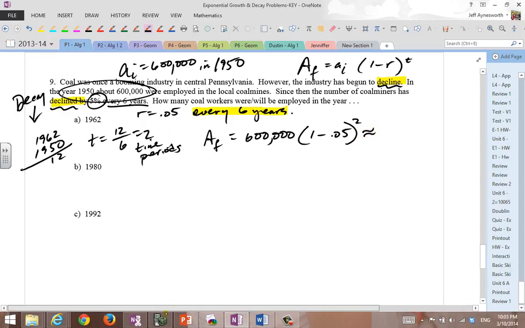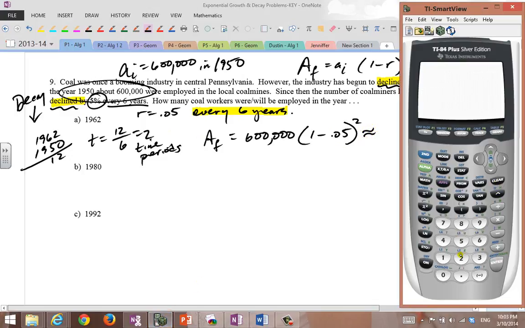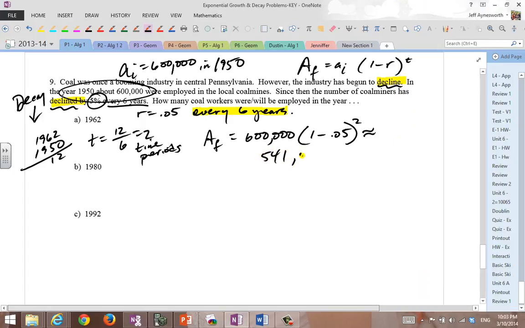Let's figure this out. Clear it out, it's a new problem. So 600,000 times 1 minus 0.05 raised to the second power. And you get about 541,500. 541,500 coal miners. Okay, when it started off at 600,000, now it has less. Why? Because it's declining by 5% every 6 years. Probably because of the advent of machinery.